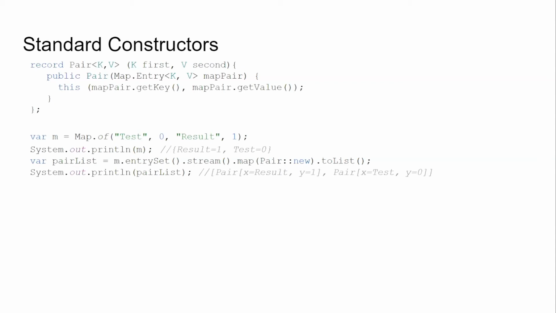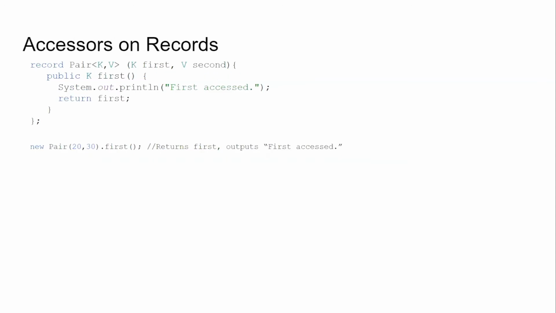consumes a Map.Entry value. It destructures this entry into the key and value and assigns them to the first and second parameters respectively. We can then use the Streams API to transform a map class into a list of its parent values. Records also generate accessor methods on their fields automatically.